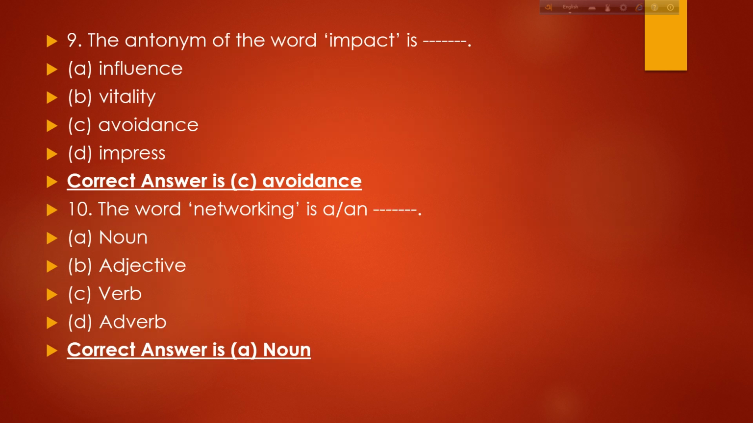Now number 9, the antonym of the word impact is dash. A, influence, B, vitality, C, avoidance, D, impress. So the correct answer is C, avoidance. The word networking is a or an dash, noun, adjective, verb, adverb. Correct answer is A, noun.